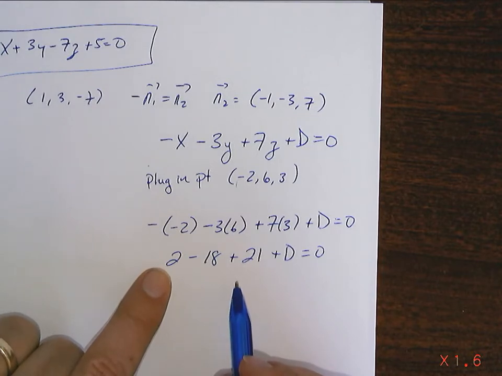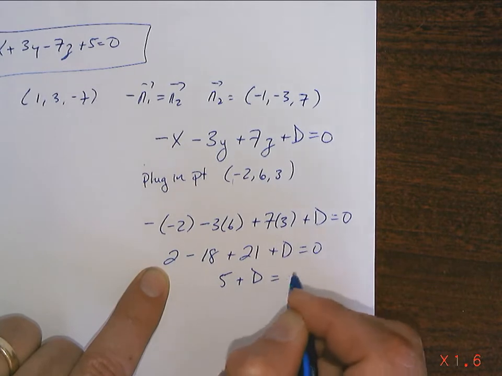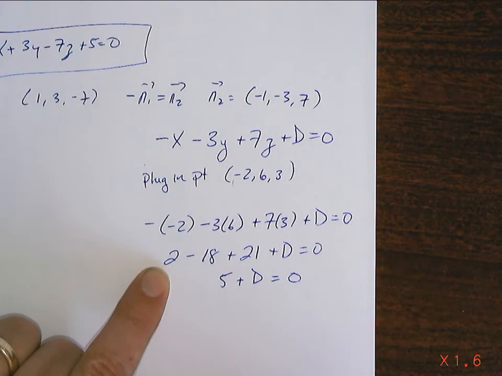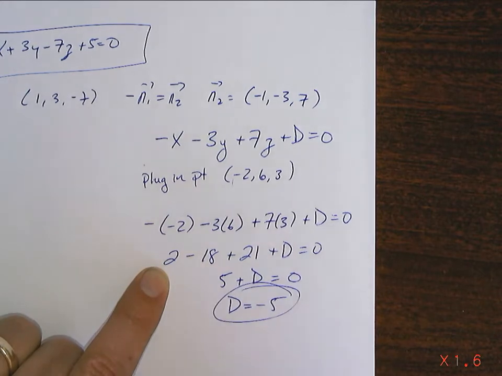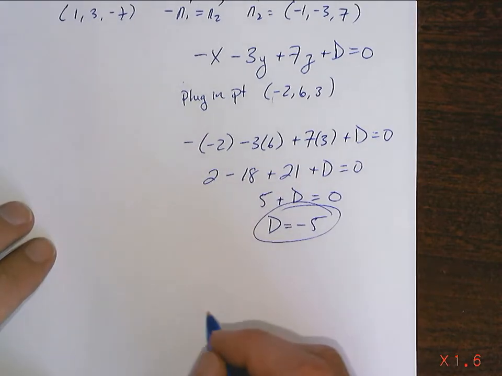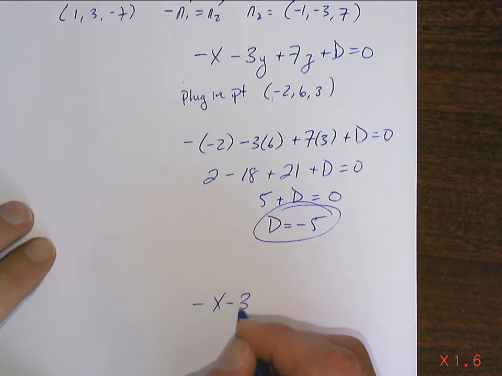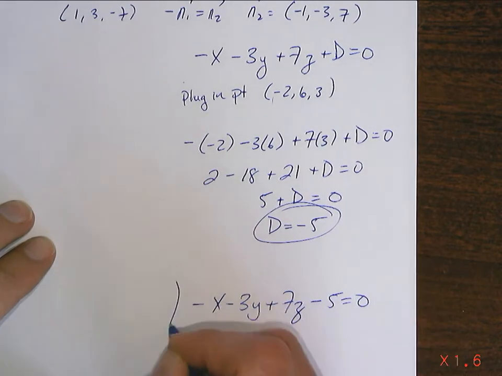What does that work out to? Yep, 5. Equals 5. So someone said the answer is going to be 5, and I actually corrected them and said, no, it's not, because watch what's going to happen. It's negative 5. And that makes all the difference in the world, because what you have now is negative x, negative 3y, plus 7z, minus 5 equals 0.